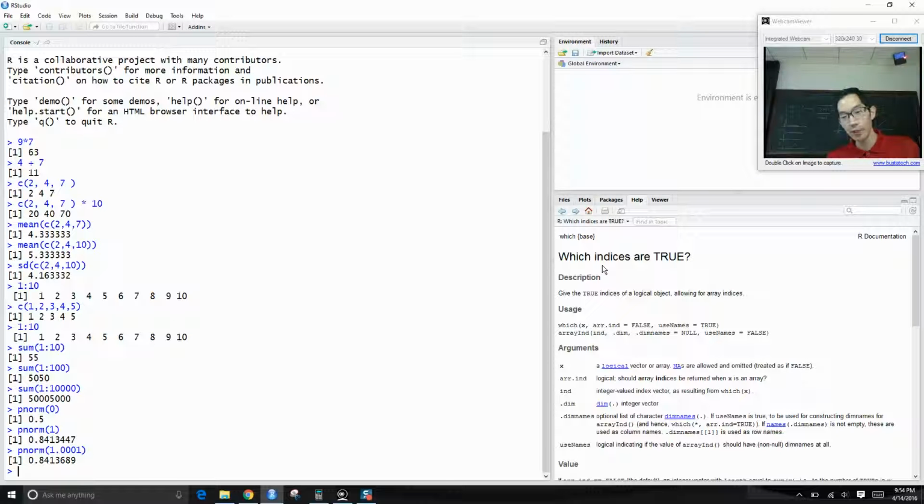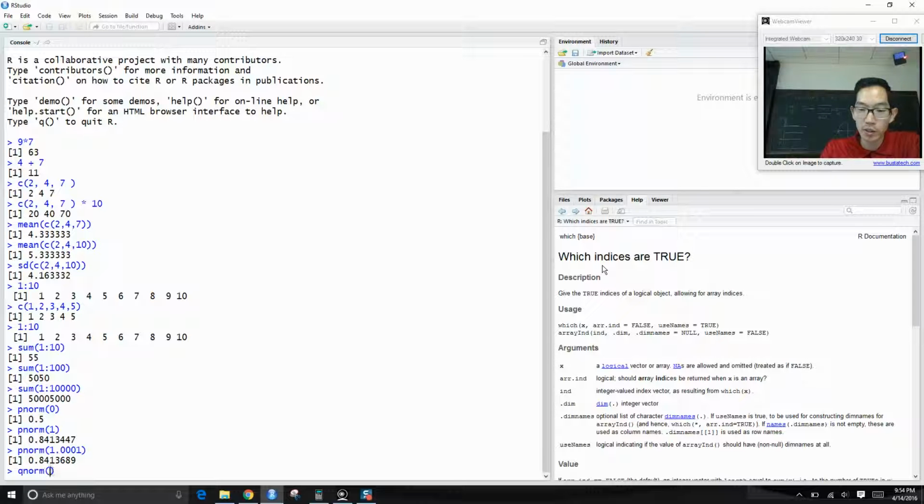It also has the reverse here. Okay, so you could say, what is the z-score associated with the 90th percentile? Okay, so this would be qnorm.